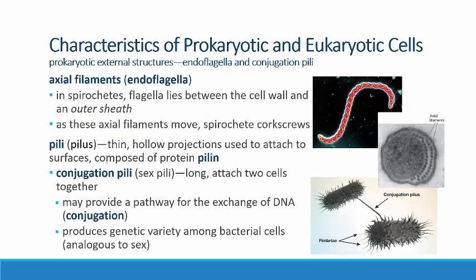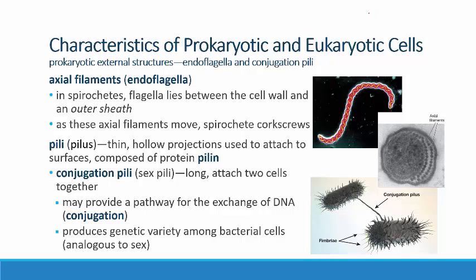So the flagella are not the only structure that's found outside the cell wall. There may be structures that are referred to as axial filaments, or sometimes they're called endoflagella. So we see these in spirochetes. There's a flagellum or set of flagella that lie between the cell wall and a structure known as the outer sheath. So this is still external to the cell wall. The outer sheath is an additional layer outside the cell wall, and arranged in kind of a spiral.